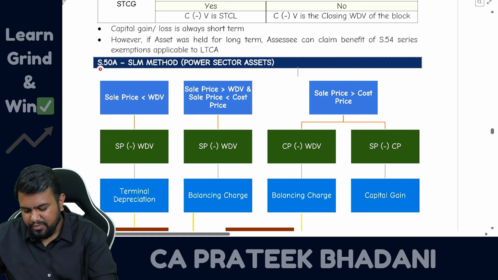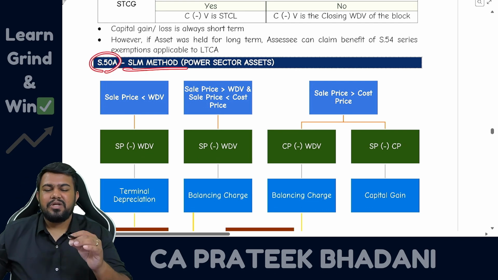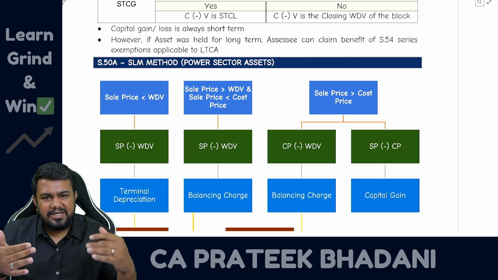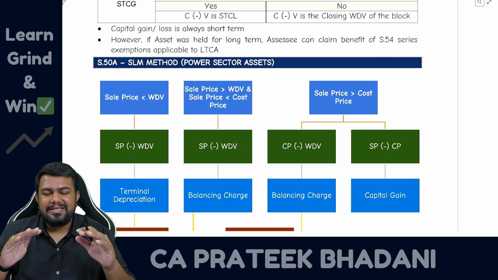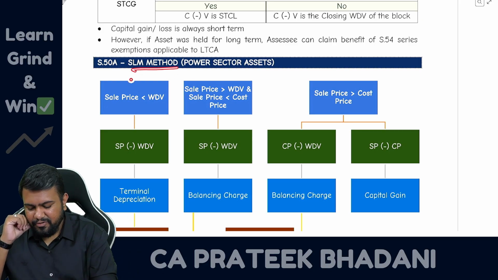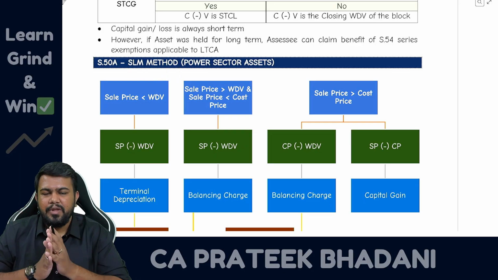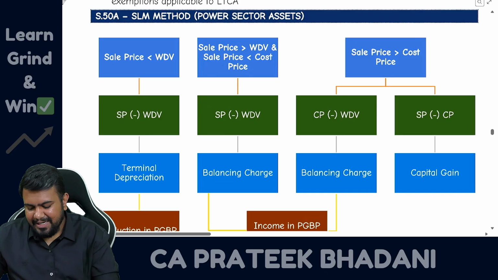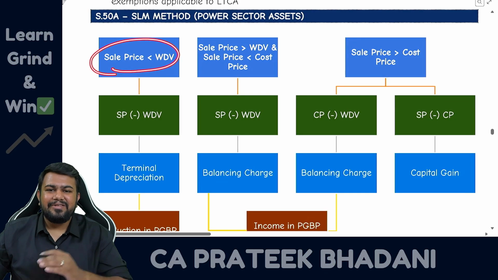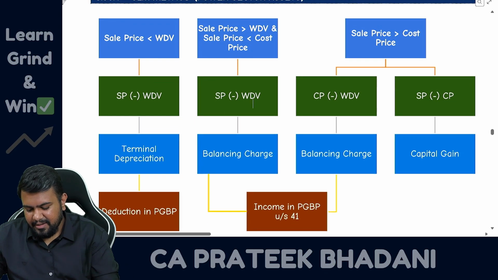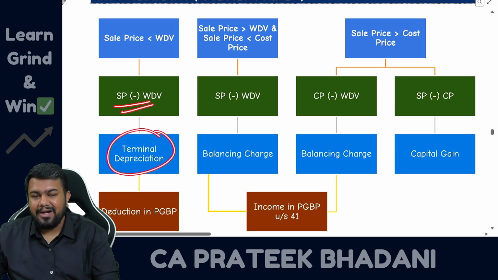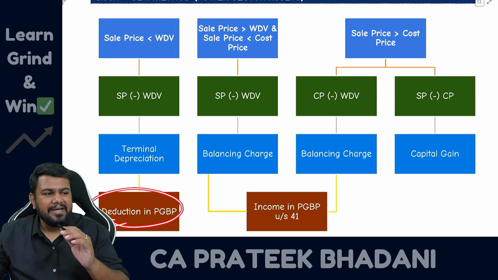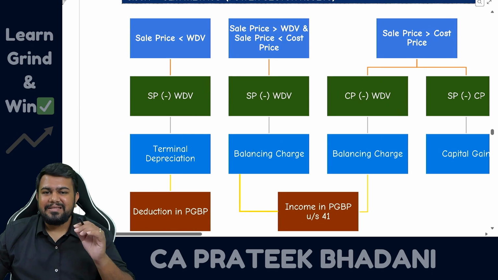Now let's come to section 50A, which speaks about the straight line method. If an assessee is engaged in the generation of power or generation and distribution of power, then the assessee can choose the straight line method of depreciation for the assets. Now when a straight line method asset is sold, you have to see whether the selling price is lesser than WDV. If the selling price is lesser than WDV, then whatever is the difference will be called terminal depreciation, and this terminal depreciation is allowed as a deduction in the PGBP head of income. It is allowed as a deduction.